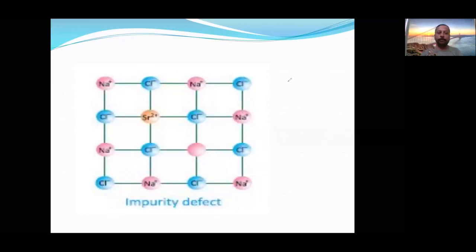Next one is impurity defect. From this, fewer diagrams but more numericals will come in the examination. See here, sodium, sodium and sodium. Everywhere it is sodium, but at this place, what do you find? Strontium. Strontium has a +2 charge. So if the charge at this place is increasing, the increase must be compensated by a decrease in charge. So this is called a cation vacancy.